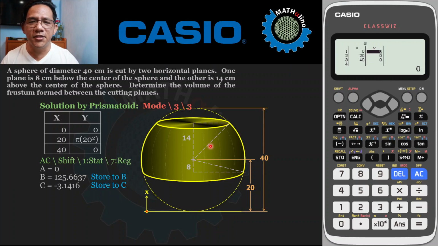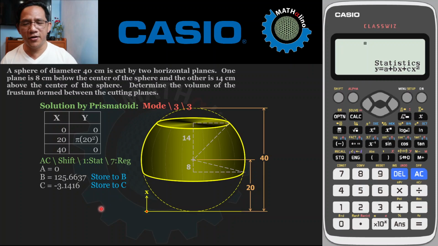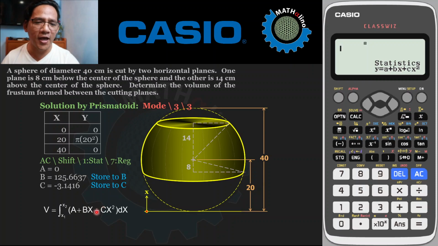The bottom is 0, the great circle, shift pi, the radius is 20 squared, that is the area of the great circle. Then 0 at the topmost point of our sphere. Okay? And for our calculation, this is our formula.